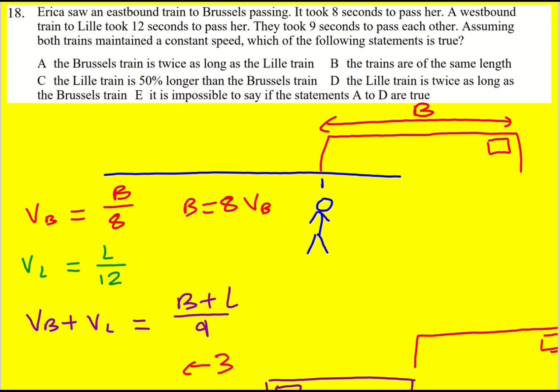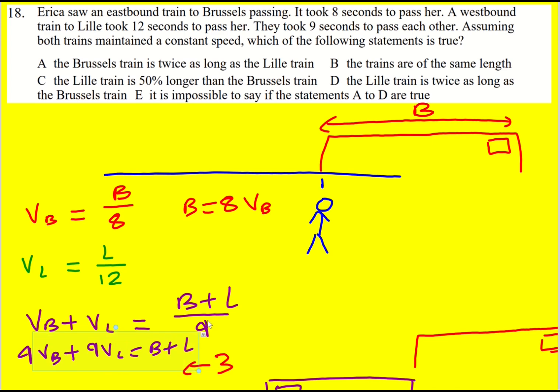Now we've got 3 equations and 4 unknowns. We can't solve for these, but we can get a relationship between B and L, the length of the trains, which is exactly what the answer is talking about. So I'm going to multiply through by 9. 9VB plus 9VL is equal to B plus L.